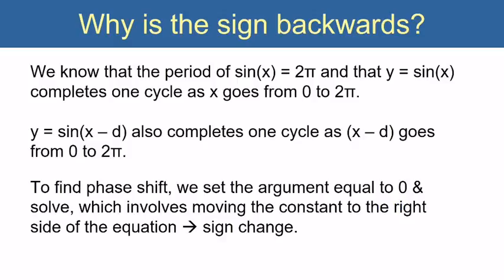And then when you solve, that's going to involve moving the d to the opposite side of the equal mark, and that's going to involve a sign change. So you take the argument and set it equal to 0, and add d to both sides, and you can see then that d comes out positive, and there's your sign change. See, if we have x minus d, the minus sign means we're going to end up with a positive d when we solve, and that means your phase shift is to the right.